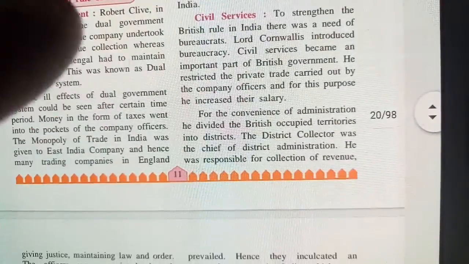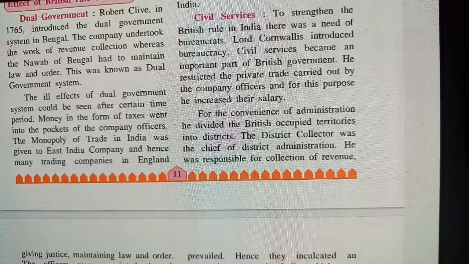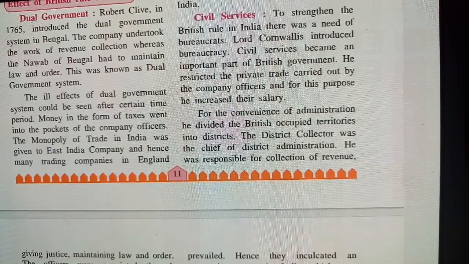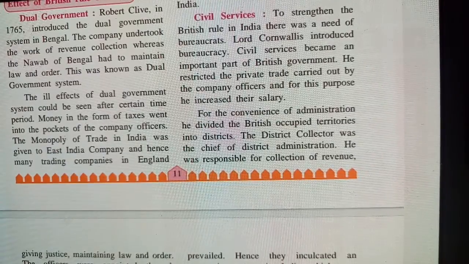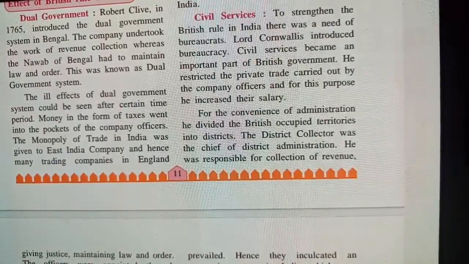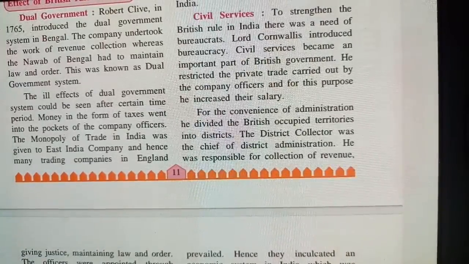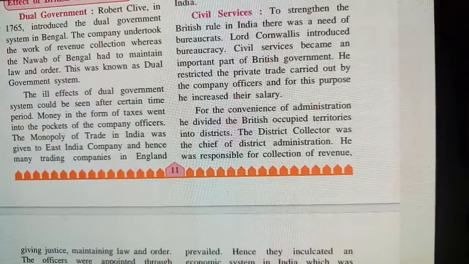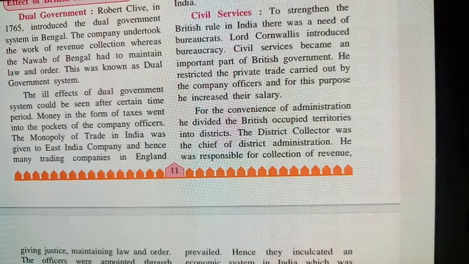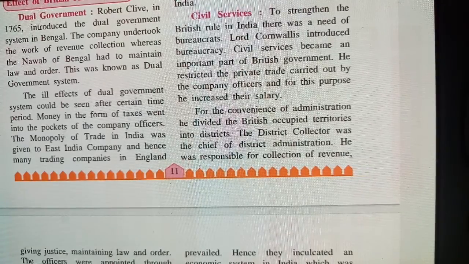We'll see civil services. To strengthen the British rule in India, there was a need for bureaucrats. Lord Cornwallis introduced bureaucracy. Civil service became an important part of the British government. He restricted the private trade carried out by the company officers, and for this purpose he increased their salary, because they were working for the company.